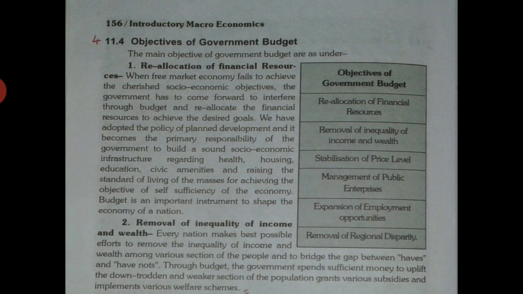So government always adopts the policy of planned development, and this is the foremost duty and responsibility of the government to build a sound socio-economic infrastructure, the social amenities, those same things, food, clothing, shelter, education, health, all these things should be available to people, so that their standard of living can be improved and the object of self reliance or self sufficiency can be achieved.